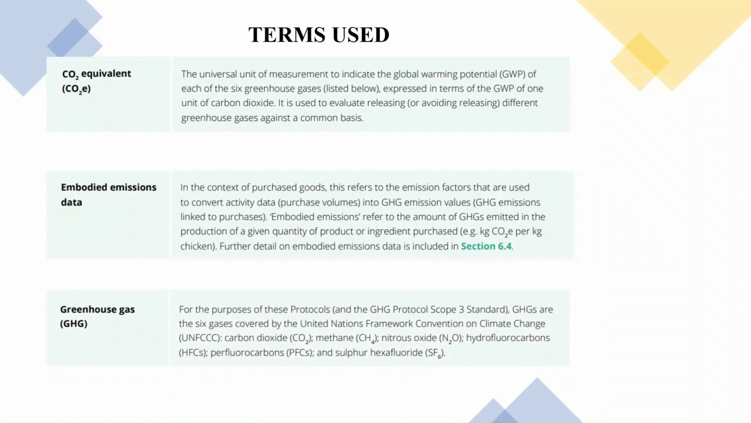Okay. The other term is greenhouse gas. Whenever we think about greenhouse gas, we mostly think about carbon dioxide only. But there are a lot of other gases that come under the greenhouse gases, and they are methane, which is more dangerous than carbon dioxide, nitrous oxide, hydrofluorocarbons, perfluorocarbons, and sulfur hexafluoride. So these are the 6 gases that come under greenhouse gas emissions.